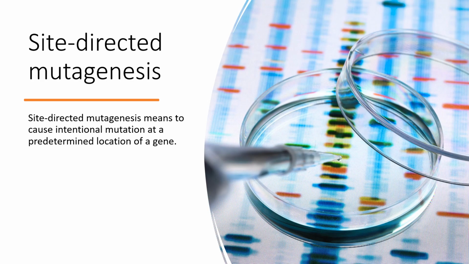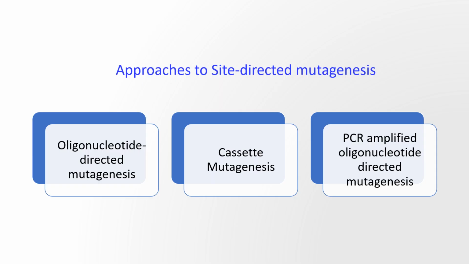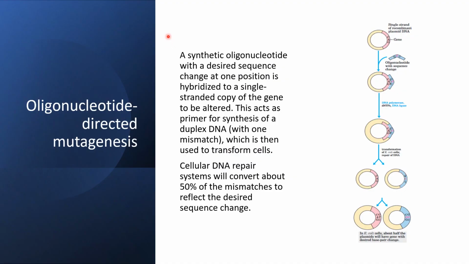First, what is site-directed mutagenesis? Site-directed mutagenesis means to cause intentional mutation at a predetermined location of a gene. There are several approaches to site-directed mutagenesis. They are oligonucleotide-directed mutagenesis, cassette mutagenesis, and PCR-amplified oligonucleotide-directed mutagenesis. First, we will talk about oligonucleotide-directed mutagenesis.